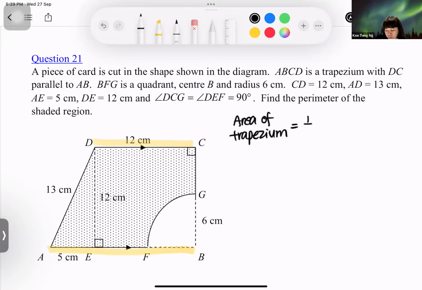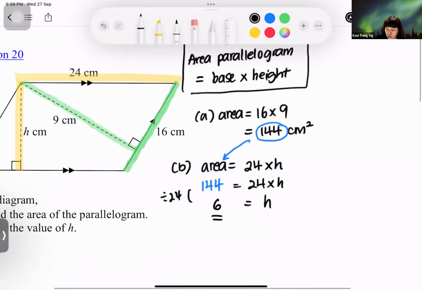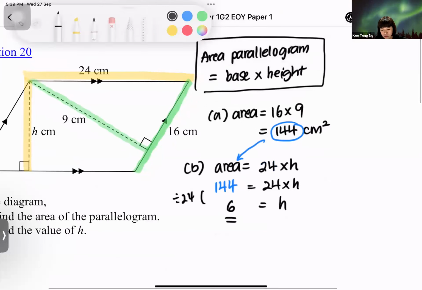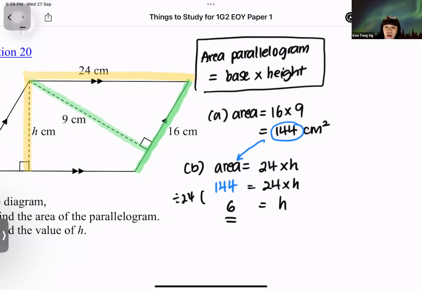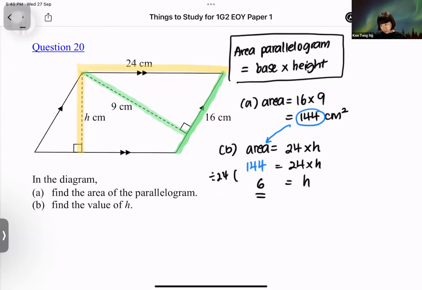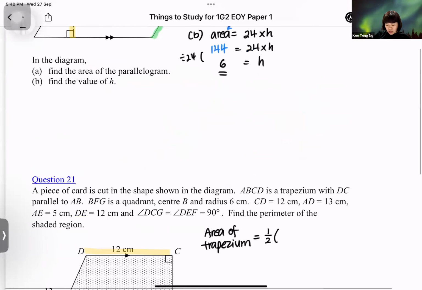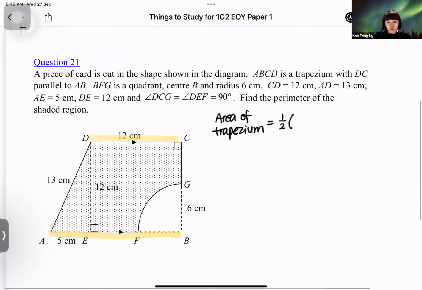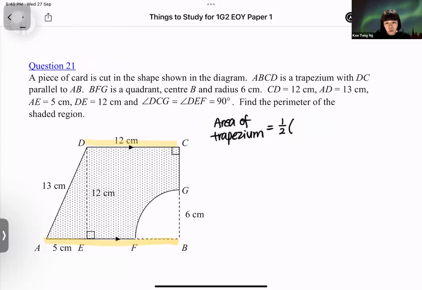So what do you do? Oh, you want to go back to the one on top? Can, no problem. This one is the area of parallelogram, right? Base times the height. So you use a different pair of base and height. Okay, done. Thank you. Next one, area of trapezium. Before you do it, you must remember the formula first.